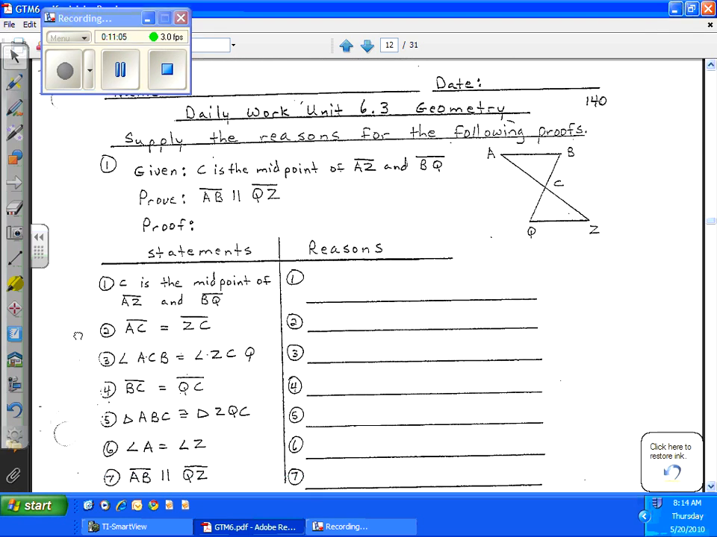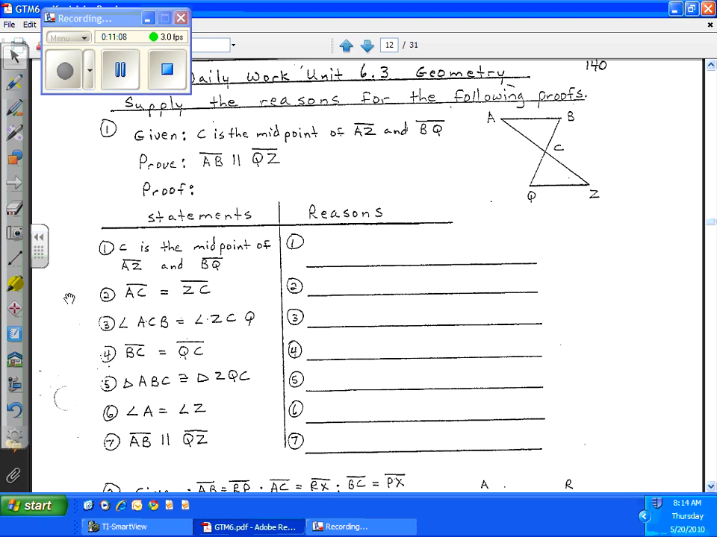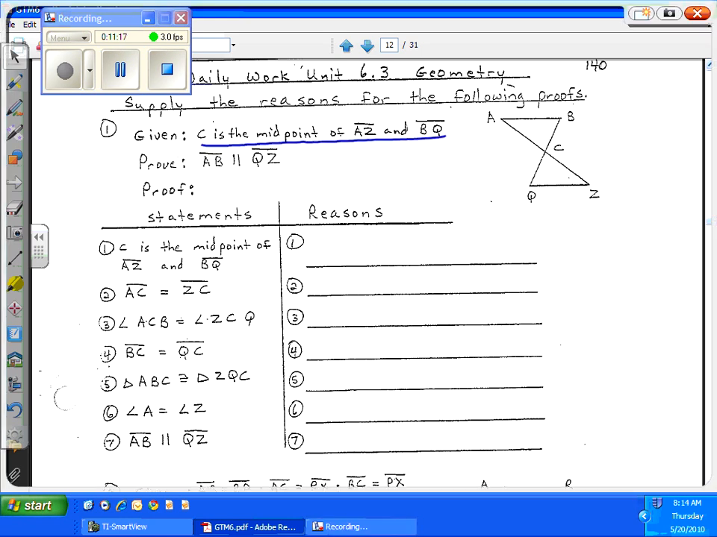All right, so we're going to look at some daily work on Unit 6.3, and we're going to be given reasons and a proof a good bit here. Remember, when we do reasons only, we take what we're given and we mark it in the diagram, and we write statements and reasons derived from the markings in the note section.